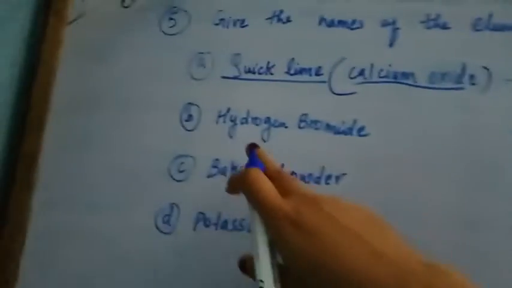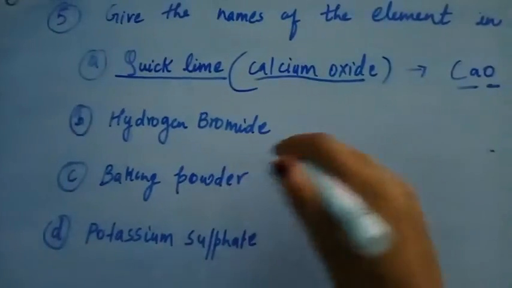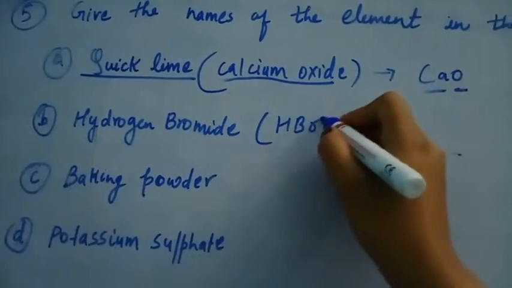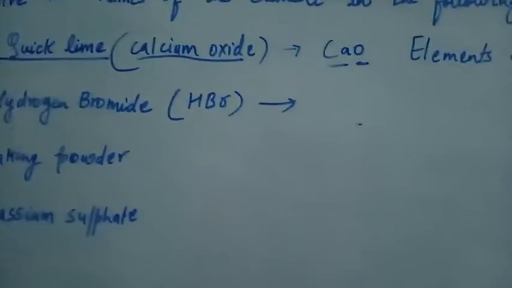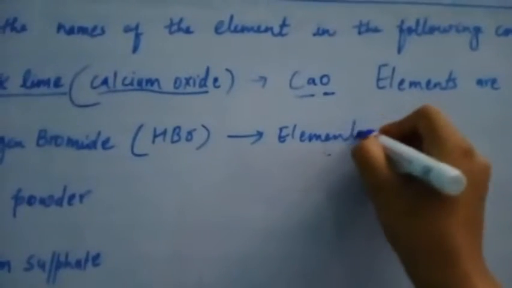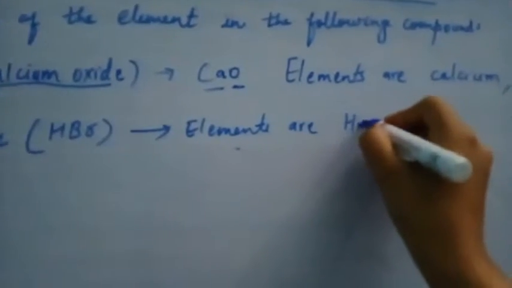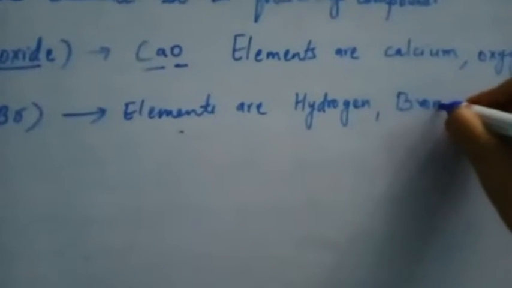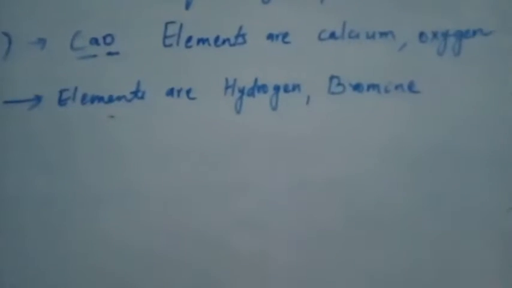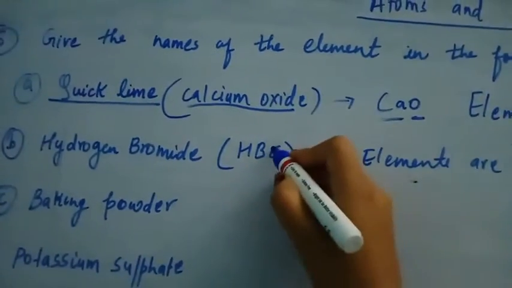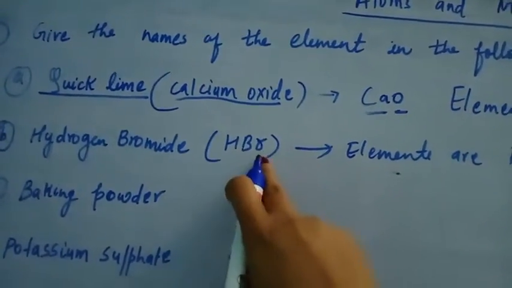Okay. Now second is hydrogen bromide. If you write the chemical formula of hydrogen bromide, it is HBr. So easily you can predict the elements. The elements here are hydrogen and bromine. Hydrogen and bromine are the elements present in hydrogen bromide. The chemical formula is HBr.